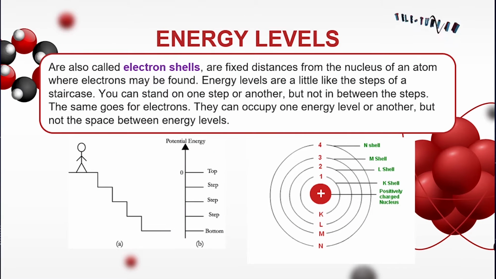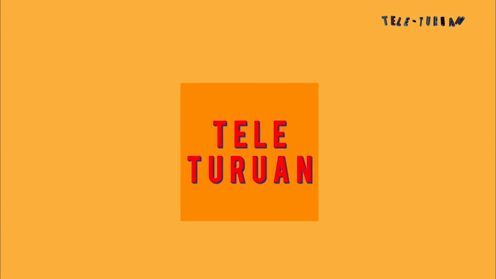And now let's talk about energy levels. Now, what are energy levels? These are called electron shells. These are fixed distances from the nucleus of an atom where electrons may be found. Energy levels are like little steps of a staircase. You can stand on one step or another, but not in between the steps. The same goes for electrons. They can occupy one energy level or another, but not the space between energy levels.